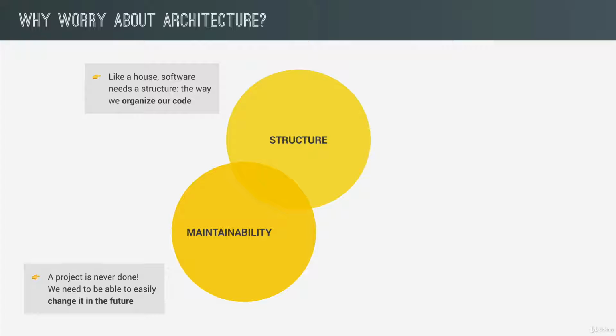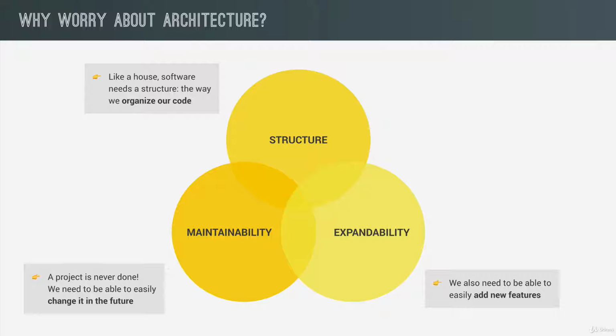Plus, we might even want to add new features to the project, which brings us to expandability. So expandability is basically the ability to easily add new features in the future. And once again, that is only possible with a good structure and a good overall architecture. So the perfect architecture is basically one that allows for all these three aspects of structure, maintainability, and expandability.